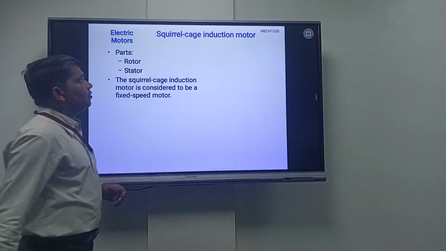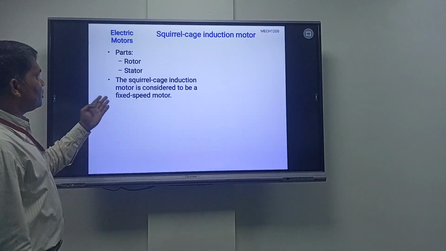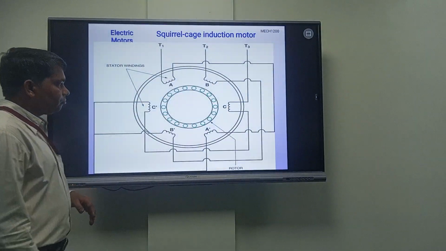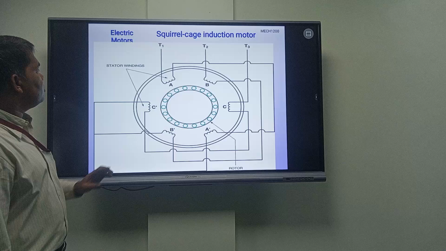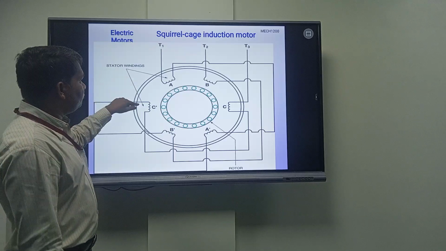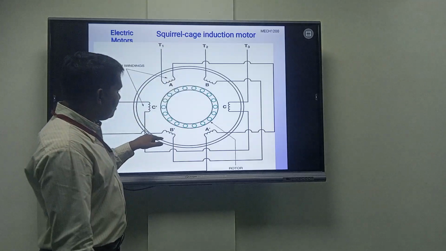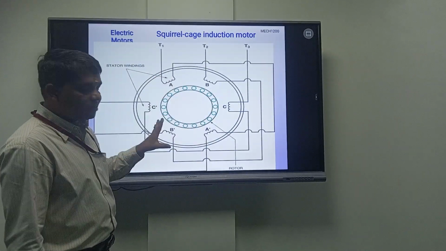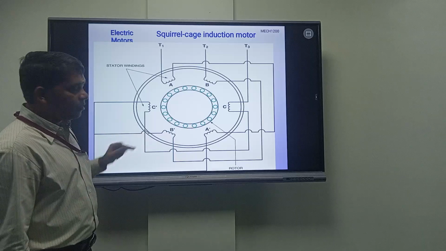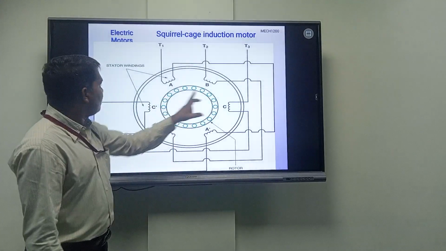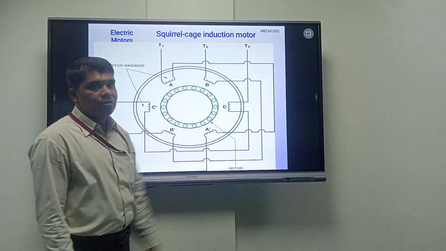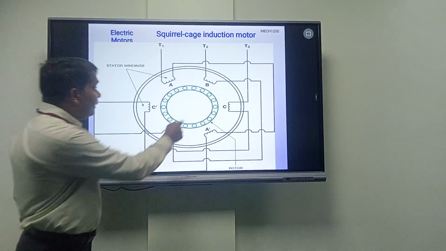If you consider the squirrel cage induction motor, rotor and stator will be there like this. It will have the construction like this: stator winding, one for one phase, another for another phase, and another. It means A and A dash for one phase, B and B dash for another phase, C and C dash for another phase. So you will have the three terminals out. This is for the stator.